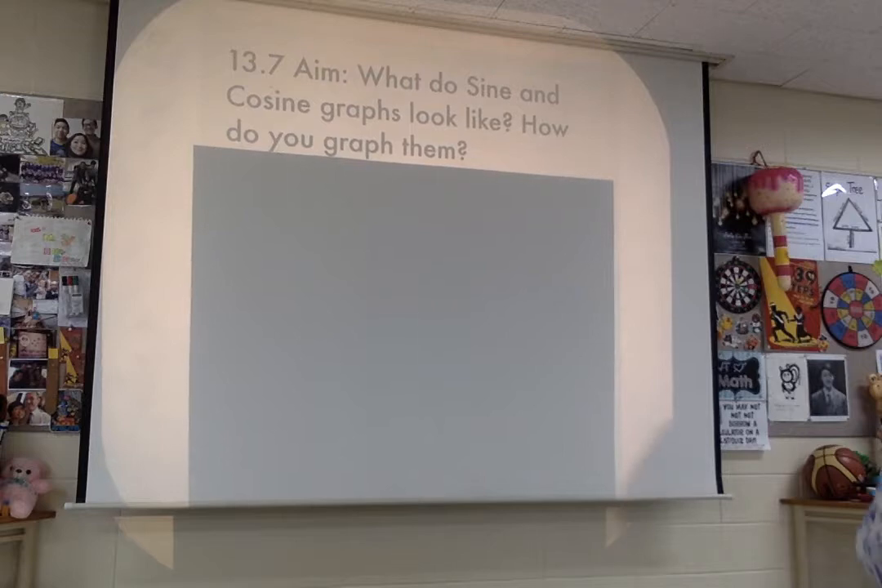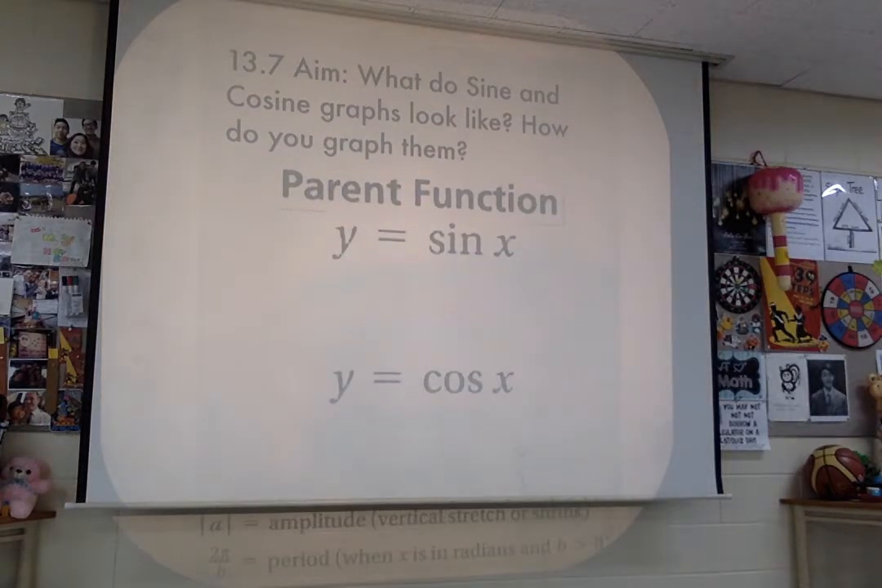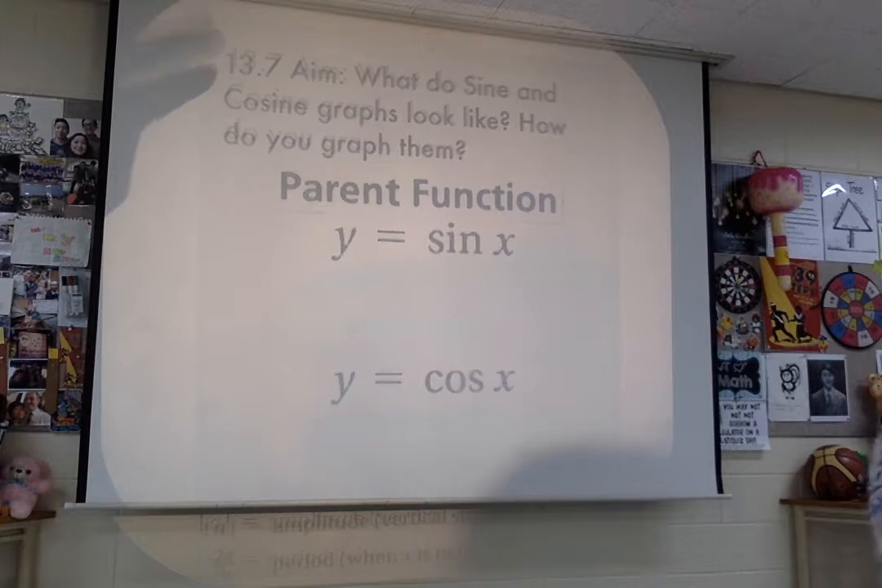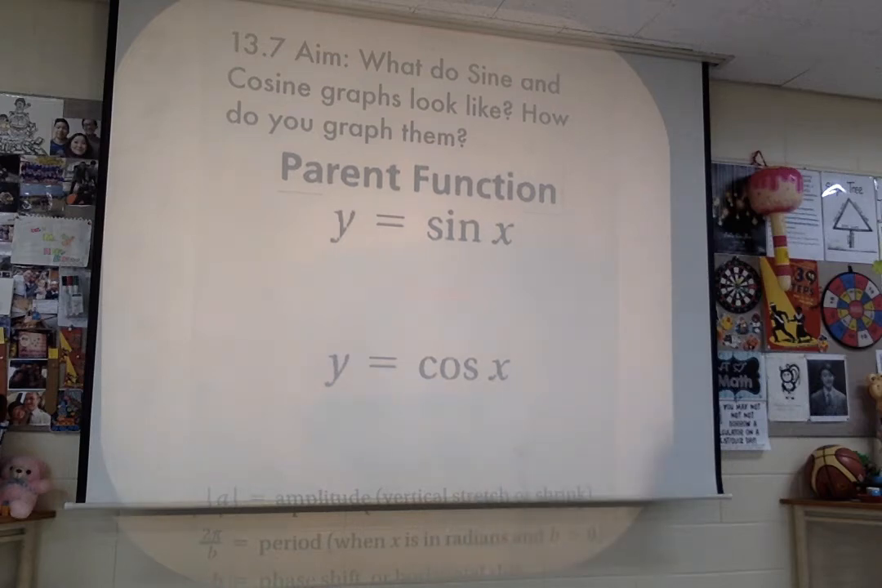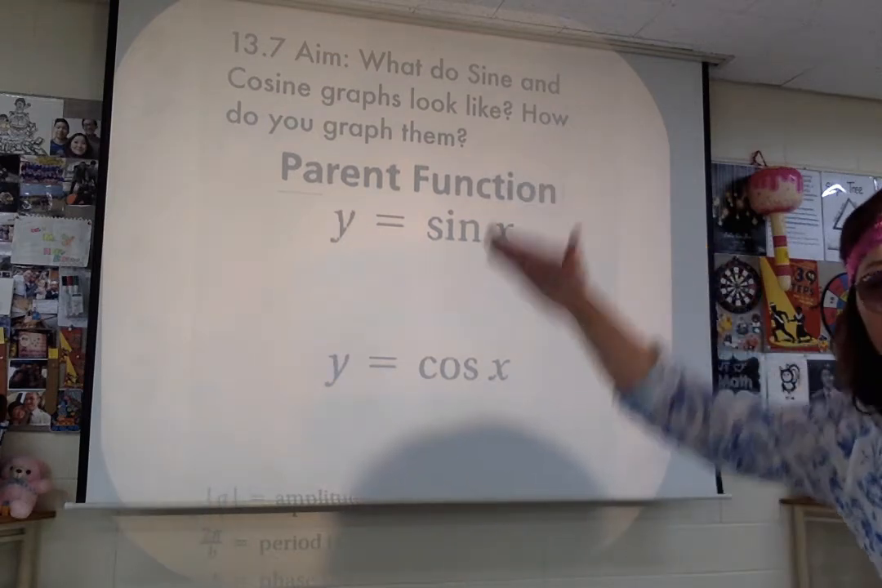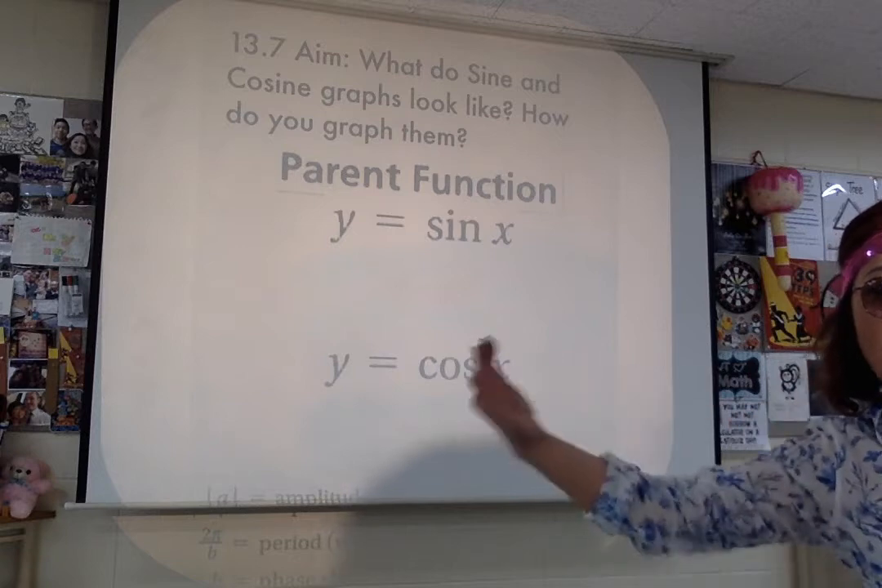All right, so you have this in front of you, a packet of notes that your sub has given you. So please follow along and fill in the blanks. So like I said, 13.7, what do sine and cosine graphs look like? How do you even graph them, all right? Here is our parent function that we're already familiar with. But you guys, we have more. Now we're going to be shifting it up or down, left and right.